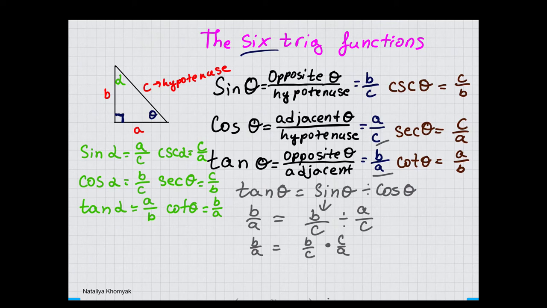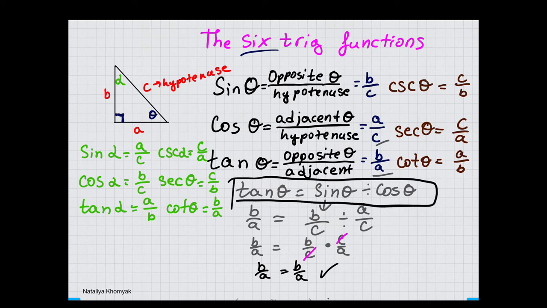I hope you can see it now. C and c will cancel, and we have b out of a equals b times 1, b, 1 times a. So this is a true statement. Here's your first proof. I did want to show you this because I'm going to get back to it when we do special angles.